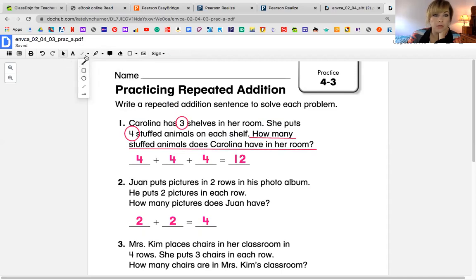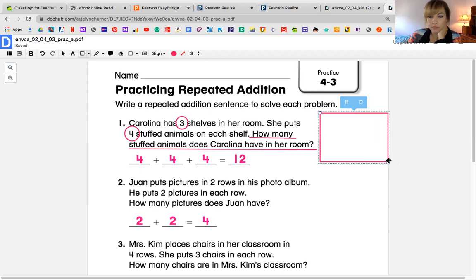Let's see. I'm going to start with making our box. So I always start with a box, and I add my rows and my numbers in each row. So the first thing I'm going to do is make a box. And then it says, Carolina has 3 shelves in her room. So I'm going to make one row to represent one shelf, and then a second row, and then a third shelf. So you guys can see that I have 3 rows here, or 3 shelves, okay?